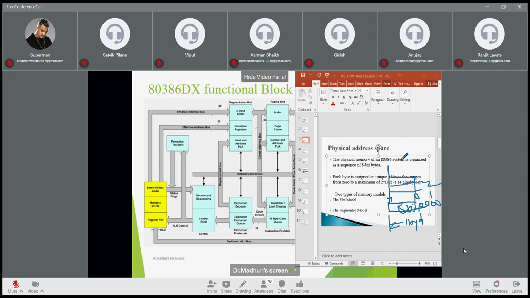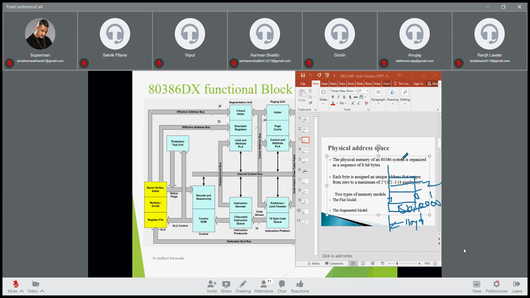So the 80386 has a physical address space. That means whatever programs you write will be considered as the physical memory available. Whatever program you are writing, that will be the physical memory of the processor. So this is the memory organization and segmentation, one point from your programming model.